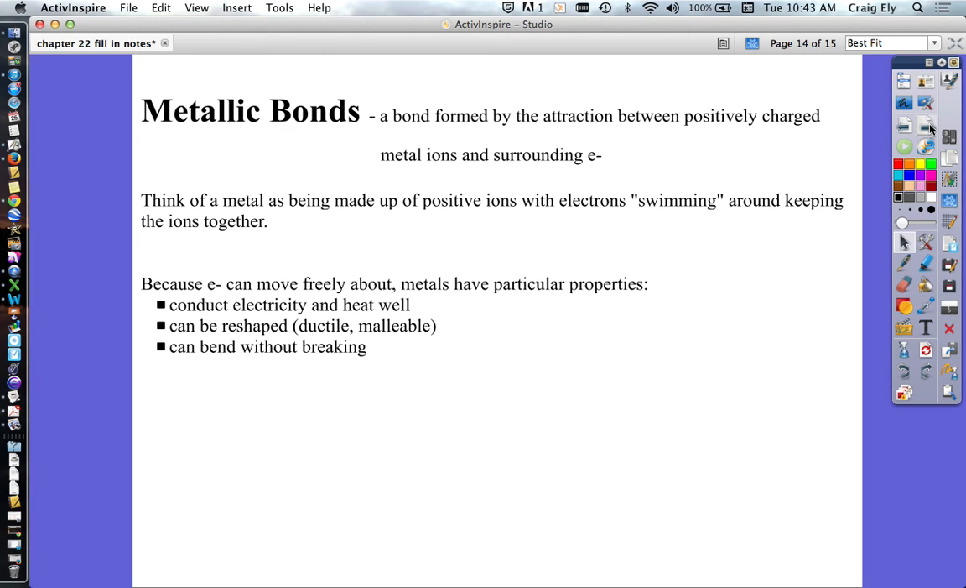So the positive charge and the negative charges, they're still interacting, being attracted to each other, but you have a bunch of positive charges because you have a bunch of different metal ions, and then you have all these electrons kind of swimming around, so these electrons kind of keep everything in place. Okay? This type of bond is what gives metals their properties, especially the transition metals. All right, it's what allows them to be good conductors of heat and electricity, allows them to be ductile, malleable, and allows them to be able to bend without breaking. And really, that's it for metallic bonds.